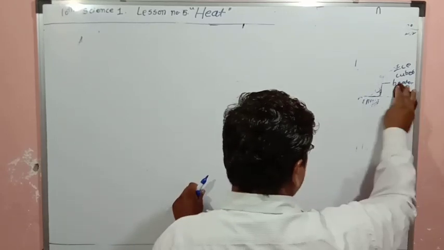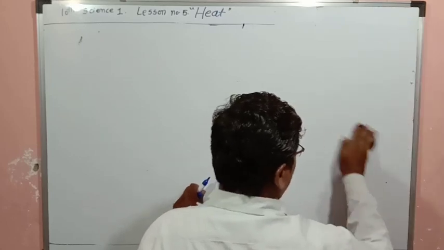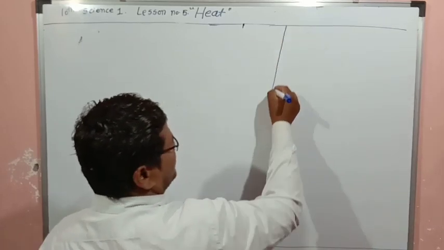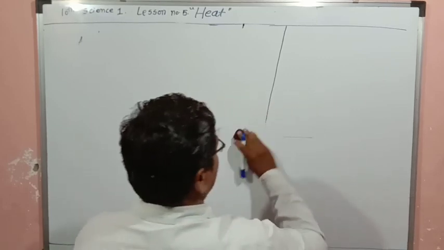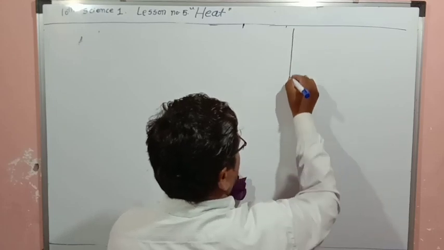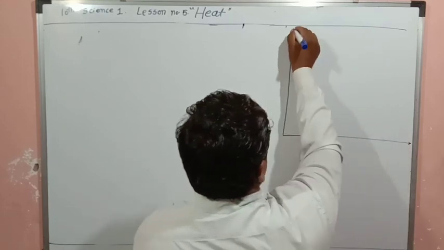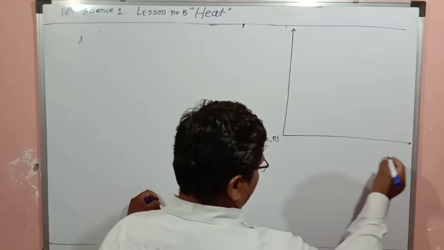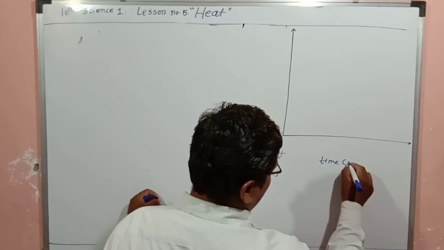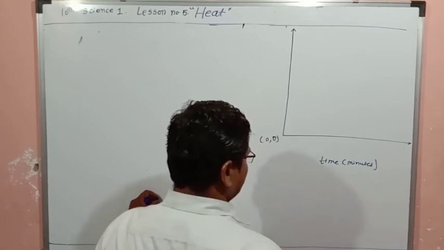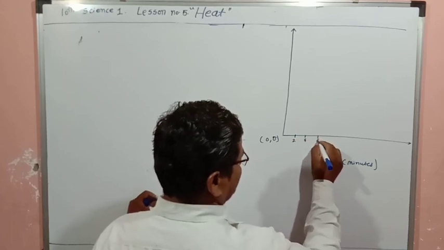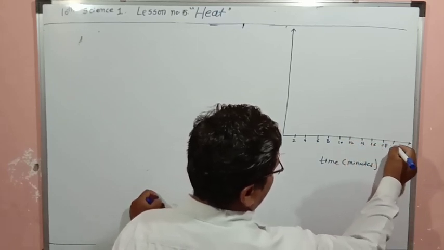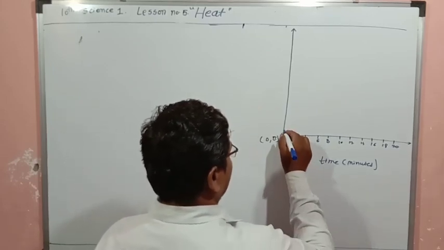On the graph, on the x-axis you are taking time, and on the y-axis you are taking temperature. Here 0, 0 is there. On the x-axis you are taking time, and it will be in minutes. So here 2, 4, 6, 8, 10, 12, 14, 16, 18, 20, like this way, time in minutes. And here you are taking temperature.